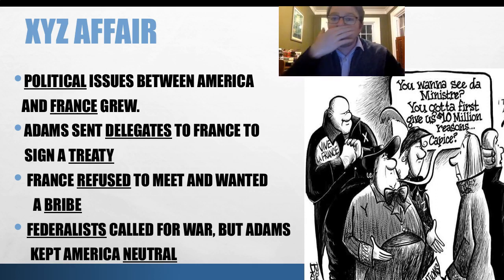He's trying to remain neutral, and this is one of the good moments of his presidency because he is able to keep these people who want war at bay. Eventually, we do sign a treaty with France that's going to make things a little bit better between the two countries because Adams knew there was no way America could fight a war with France.